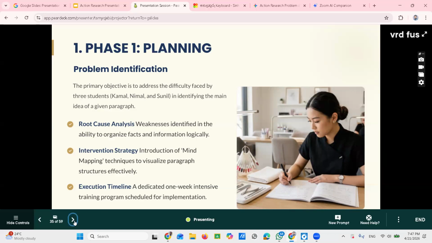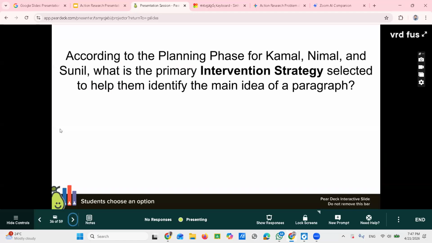Right. One activity, short activity here. Right. Try to give the answer for this.